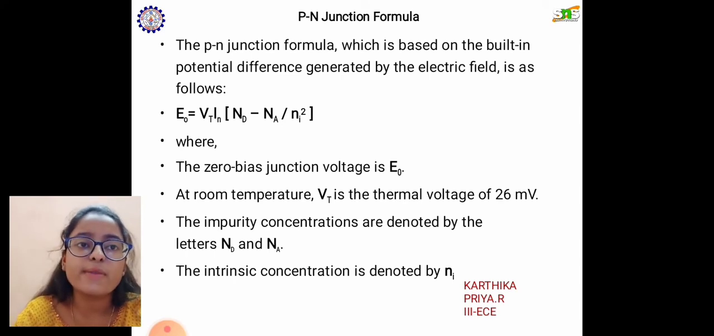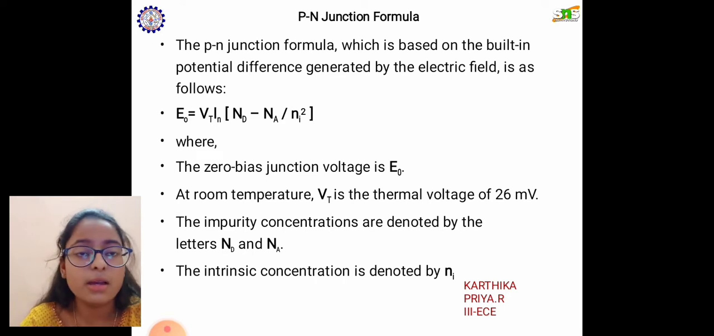The PN junction formula, which is based on the built-in potential difference generated by the electric field, is as follows: E naught equals VT ln[(ND × NA) / Ni²], where E naught is the zero bias junction voltage. At room temperature, VT is the thermal voltage of 26 mV. The impurity concentrations are denoted by ND and NA. The intrinsic concentration is denoted by Ni.